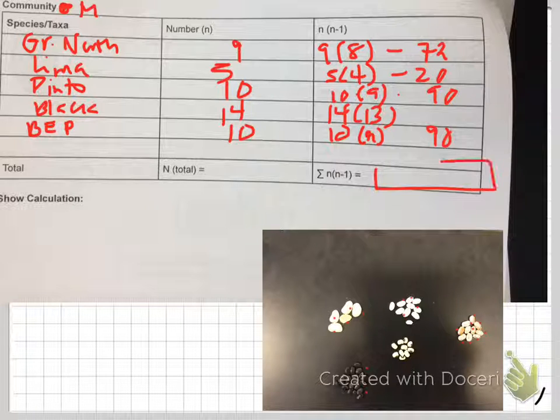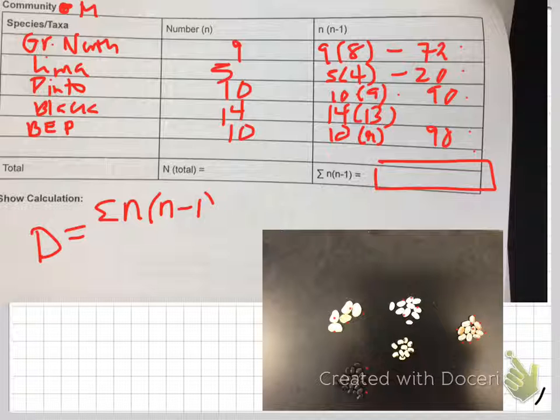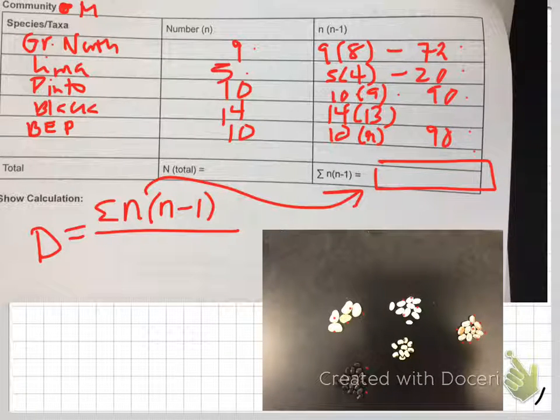Then here, you're going to add those up. So you're going to just add up the numbers you have here. Your calculation, where you show calculation, that's going to be D equals sum of n times n minus 1. So that's the number in that box, over, I have to add these, so 20, 34, 39, plus 9, 48, over 48 times 47, okay?